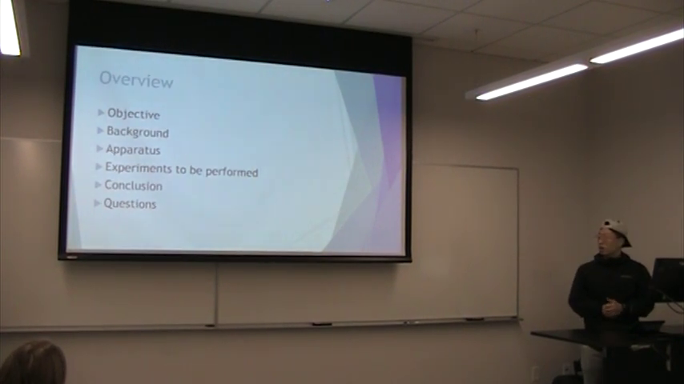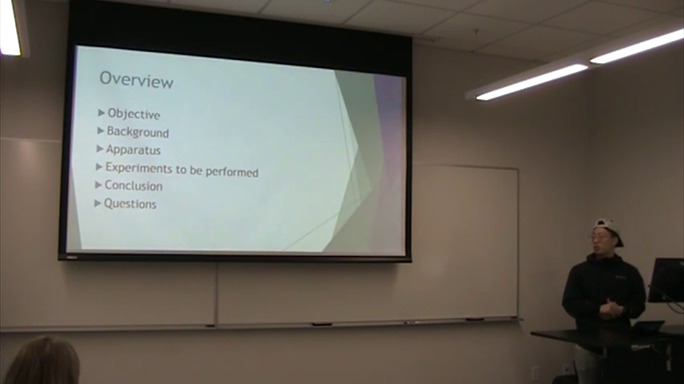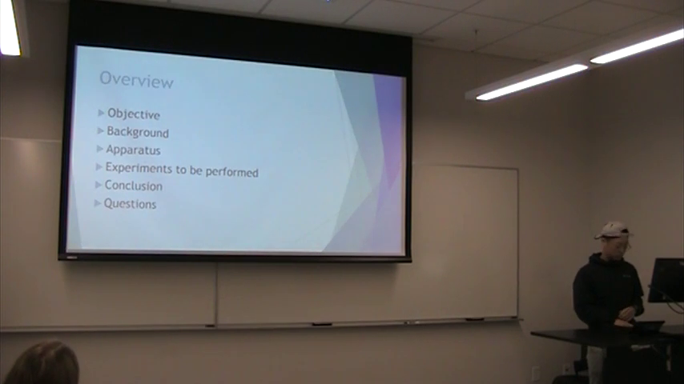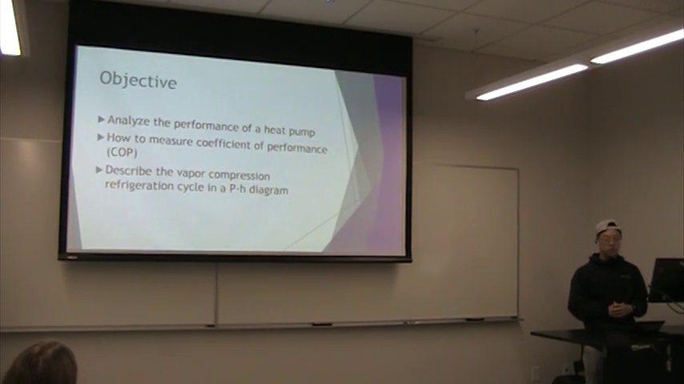Here's a quick overview of what I'll be talking about today. I'll be going over the objectives of the experiment, a little bit of the background, the apparatus used, the experiments to be performed, there's a few that we had to do, and then the conclusion and questions. The objective of this experiment is basically to analyze the performance of a heat pump, and in doing so, measure the coefficient of performance of our system, and lastly, describe the cycle in a pH diagram.